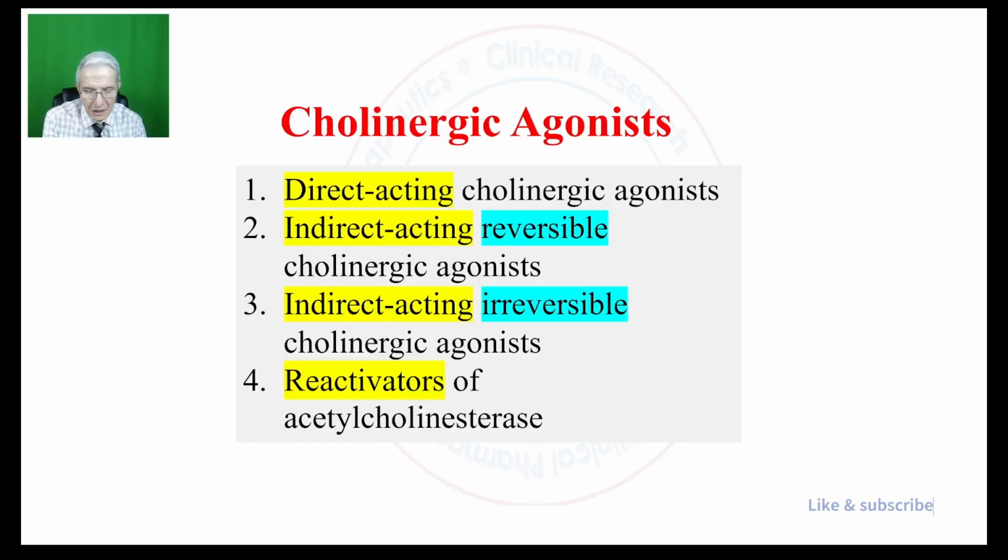Okay, regarding the list of cholinergic agonists, we are talking here about the medication belonging to the cholinergic agonists. The first group is direct acting cholinergic agonist. The second group will be indirect acting reversible cholinergic agonist. Then we have indirect acting irreversible cholinergic agonist. The last one, number 4, will be reactivator of acetylcholinesterase.